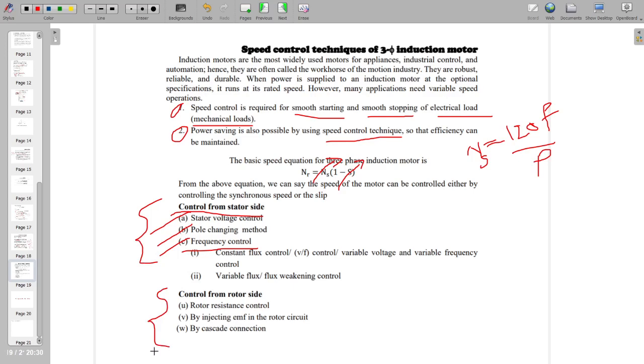The speed control methods used in induction motors from the rotor side are rotor resistance control, injecting EMF in the rotor circuit, and cascading of induction motors.